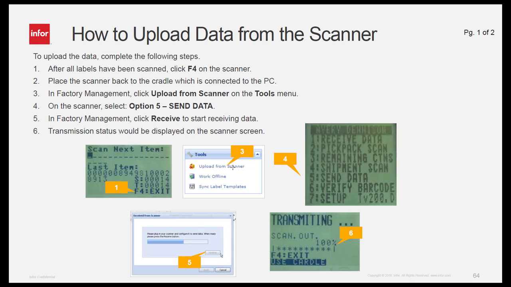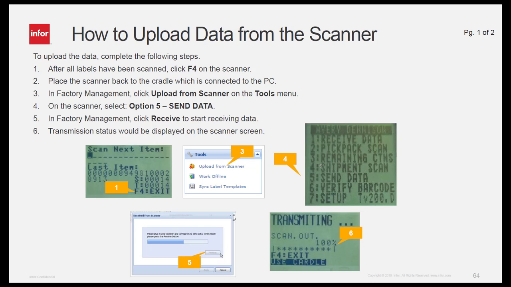By this point, you should have the scanner back in the cradle. You're going to click upload from scanner, and then on the actual scanner, you select the number 5, which is going to be send data. This will then upload all the barcodes that have been scanned into the scanner, up into our factory management tool. And that will be all how to complete the shipment scan on a physical scanner.